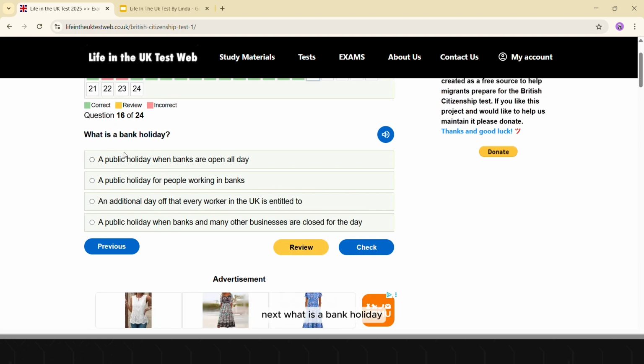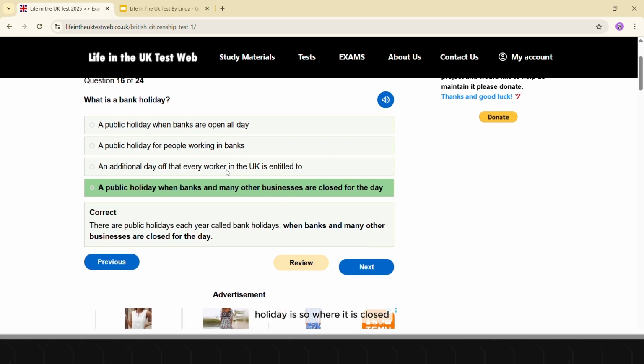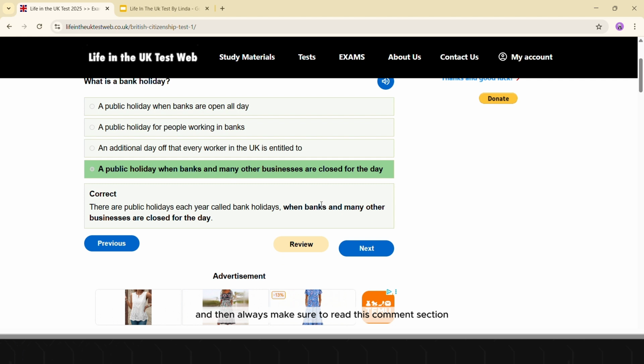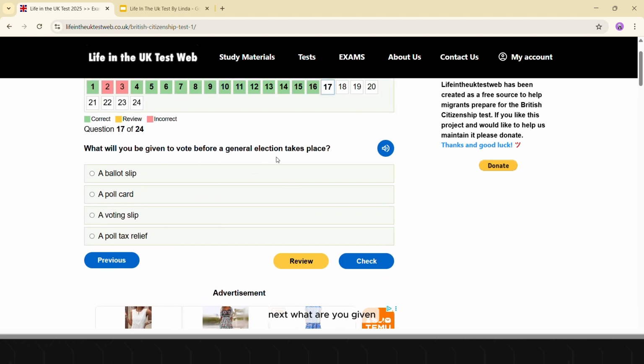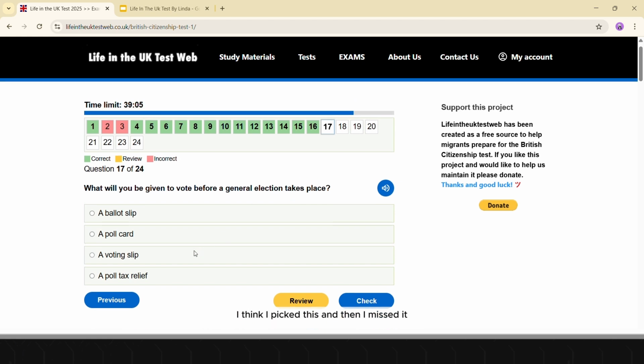Next, what is a bank holiday? Everybody knows what a bank holiday is. You should know what a bank holiday is, where everything is closed. And then always make sure to read this conversation. Next, what are you given? I remember the first time I saw this question, I think I picked this and then I missed it, so I went to search it up.